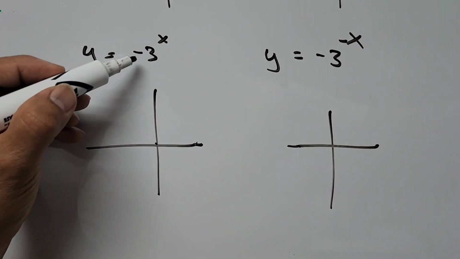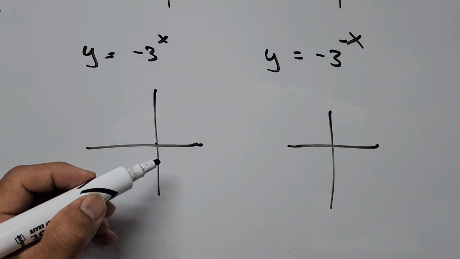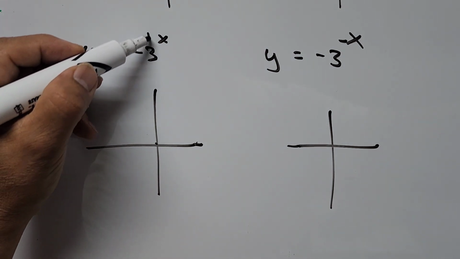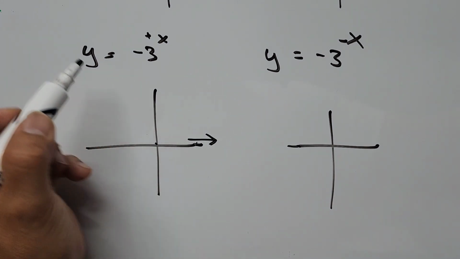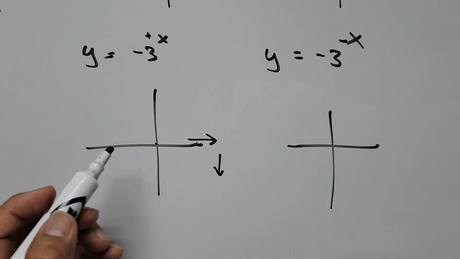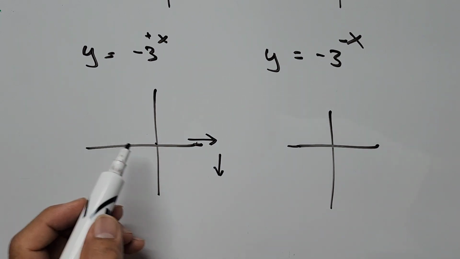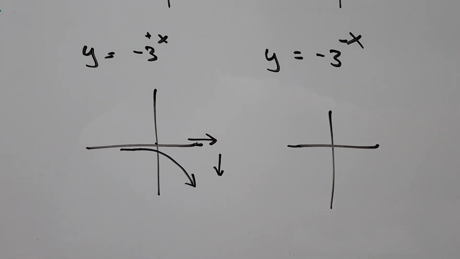Here, y is negative 3, which means going down, right? And x is positive, so going this way is positive x, and y is going down, negative. So it starts from here, going down.